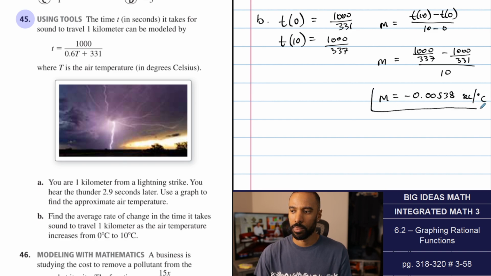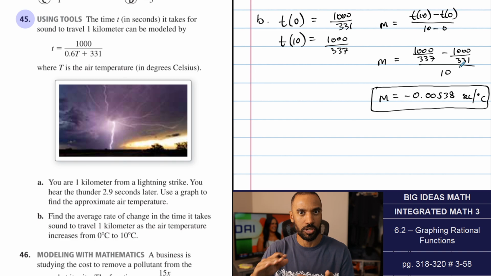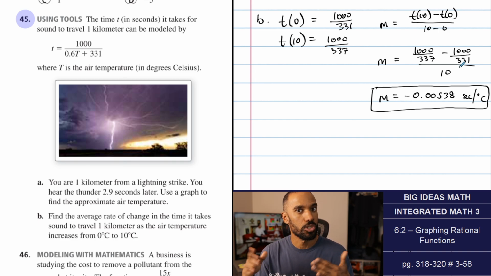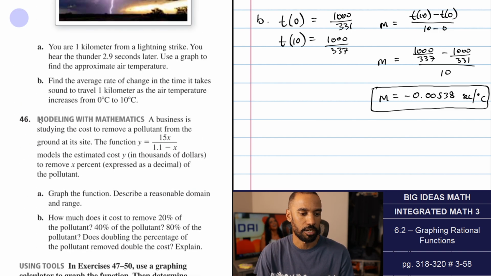So every 1 degree Celsius we increase, this is how much sooner we hear the thunder from those lightning strikes, right? For every 1 degree Celsius change. So not significant in any sort of way. They're just giving you scientific information, and I'm inclined to believe it.